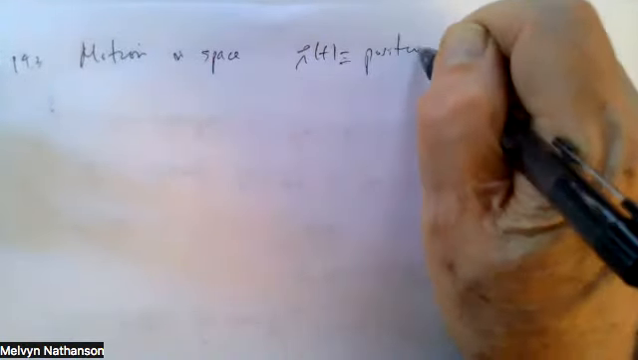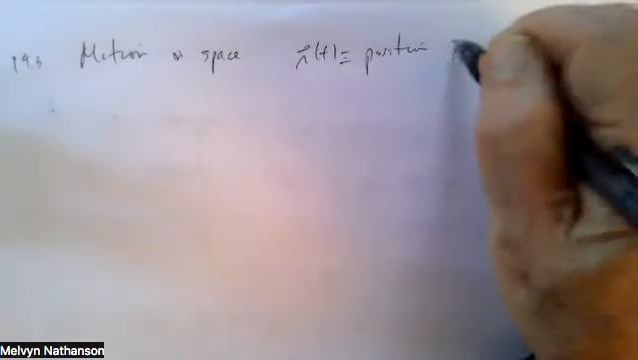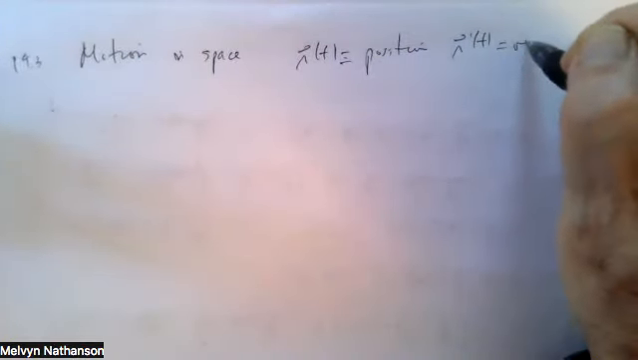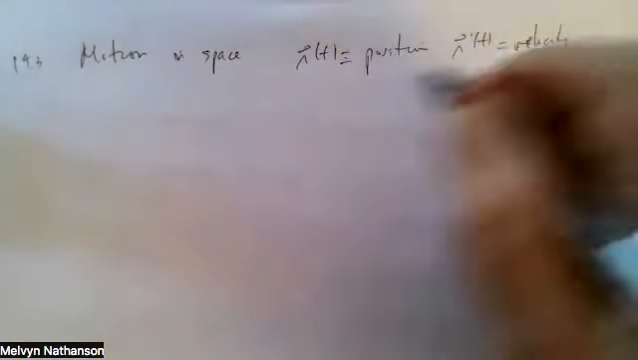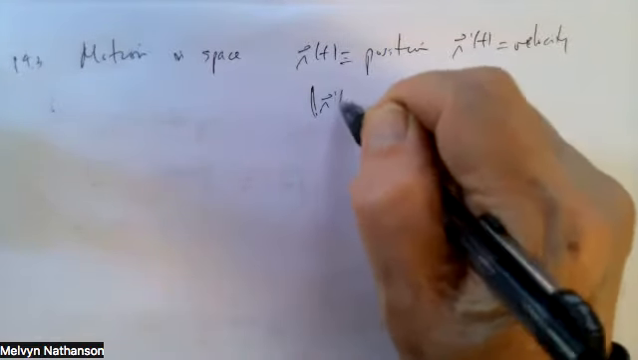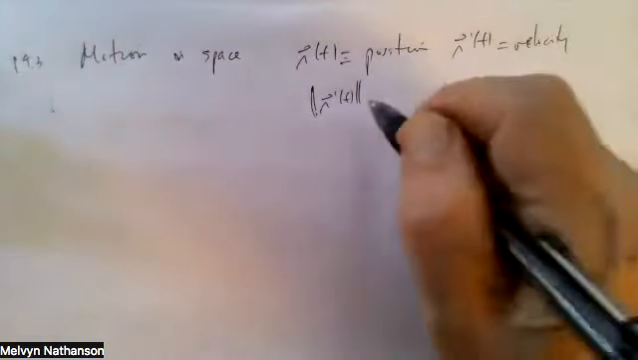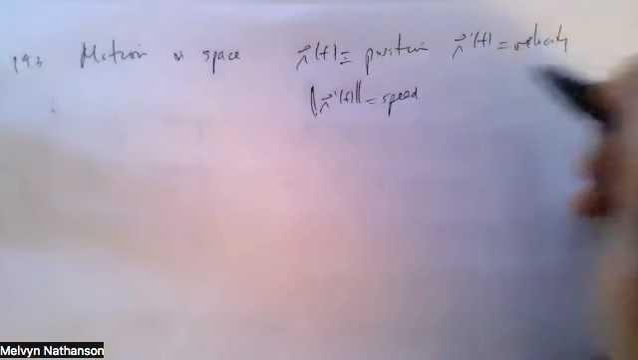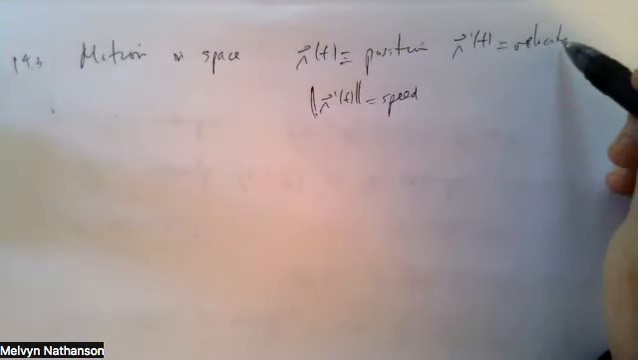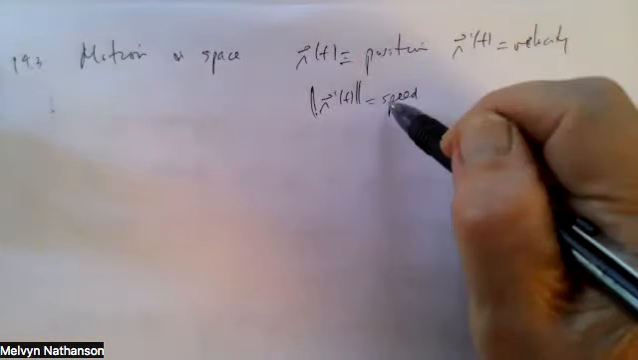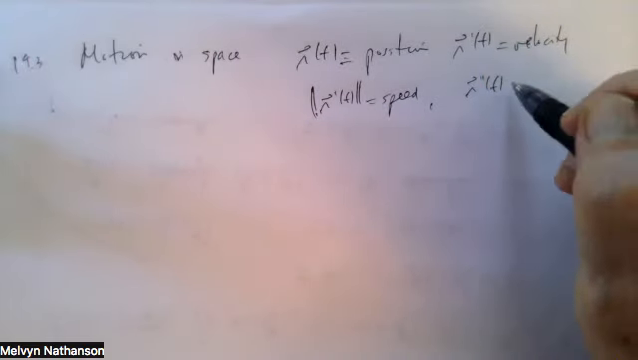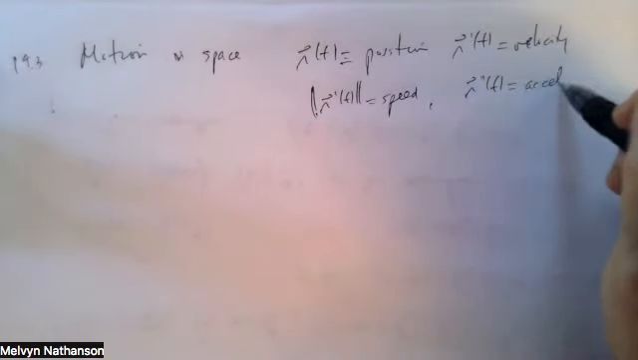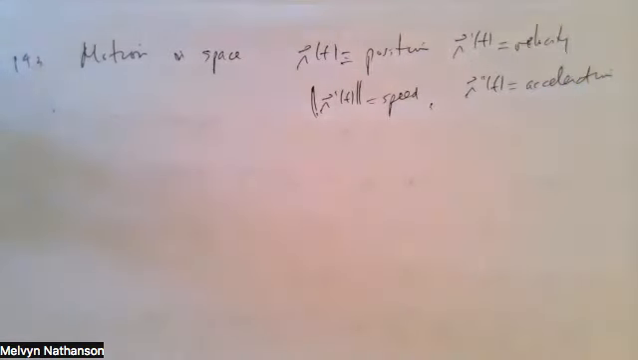So r of t is the position of a particle at time t. r prime of t is the velocity. It's a vector, velocity at time t. The length of the velocity vector is the speed of the particle. So velocity has a direction. The magnitude of the velocity is called the speed. And the second derivative, r double prime of t, is acceleration.